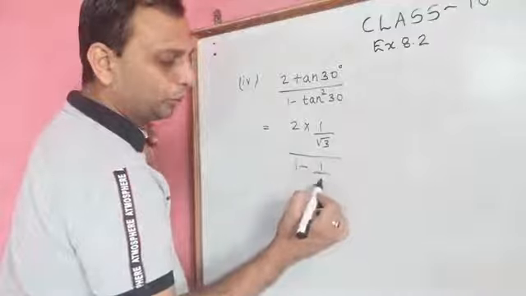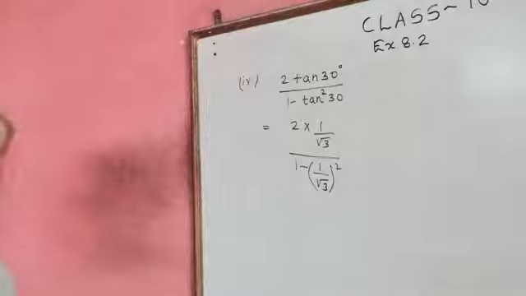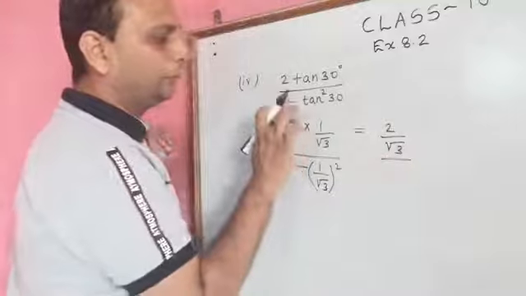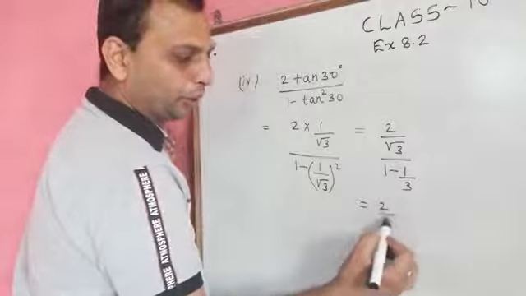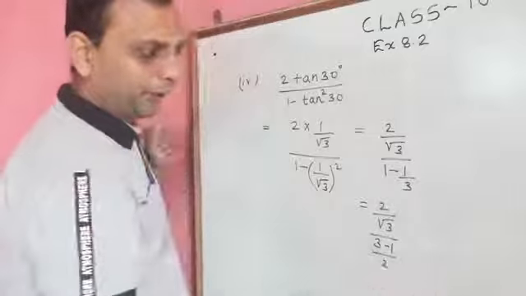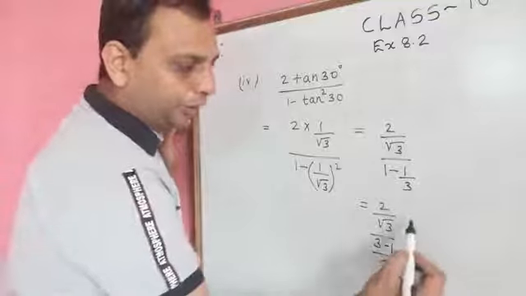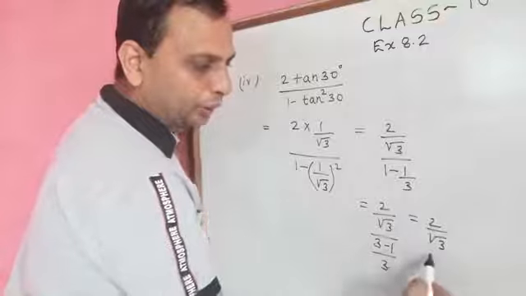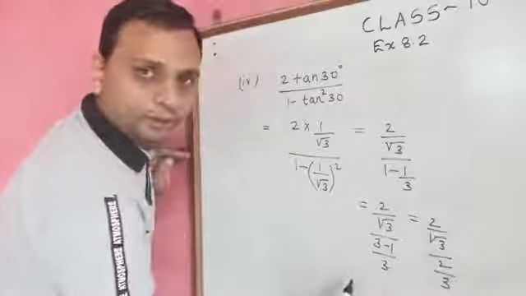which is 1 upon root 3 squared. Here this is equal to 2 upon root 3. In place of minus there is plus. So it will be 1 minus 1 upon 3. It is equal to 2 upon root 3, and with LCM 3, it is 3 minus 1 upon 3. On solving this, you will get 2 upon root 3 upon 2 upon 3.